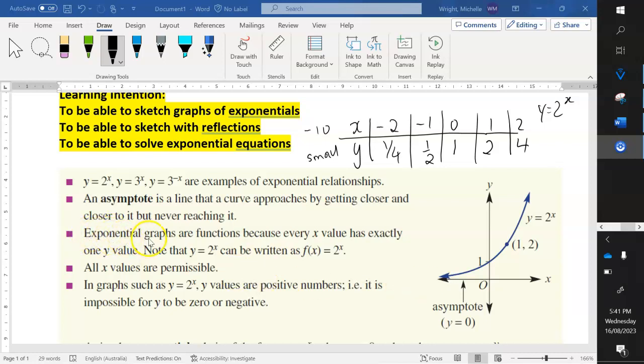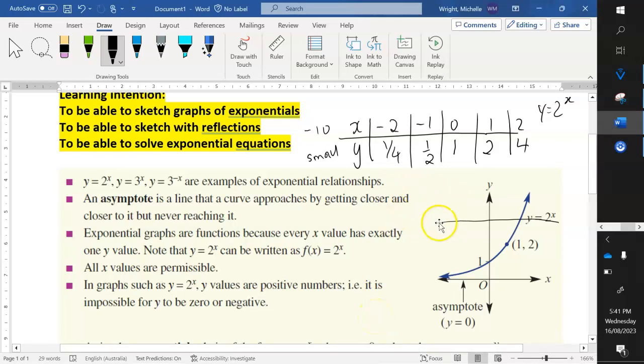And next thing here says exponential graphs are functions because every x value has exactly one y value. So I showed you guys the other day, Mr. McDonald did, that if we were to draw a line through a curve, if that line that's horizontal only touches that curve at one point, then we would say that it's a function. And that's, again, more year 11 stuff.